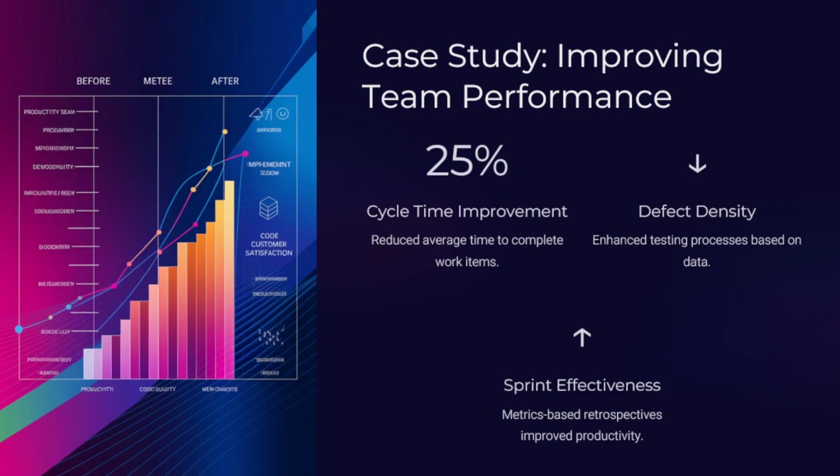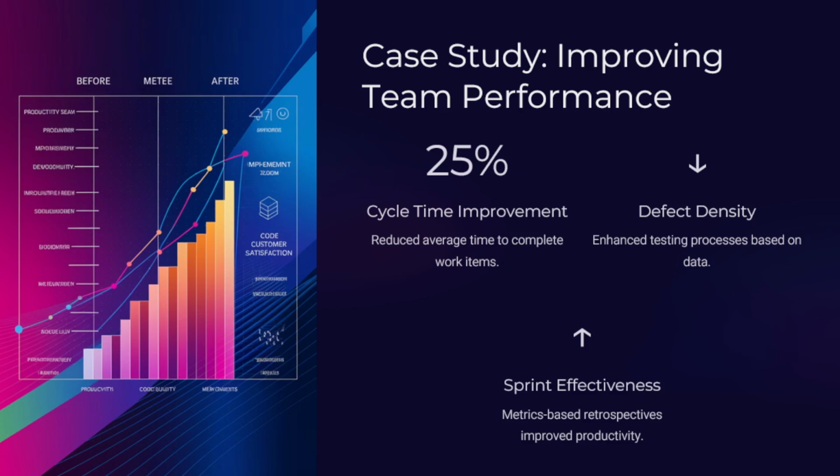Let's look now at one of these case studies, where a software development team improved their performance by measuring these metrics. A software development team used agile metrics to improve their performance significantly. By analyzing the cycle time data, they reduced the average time taken to complete work items by 25%.